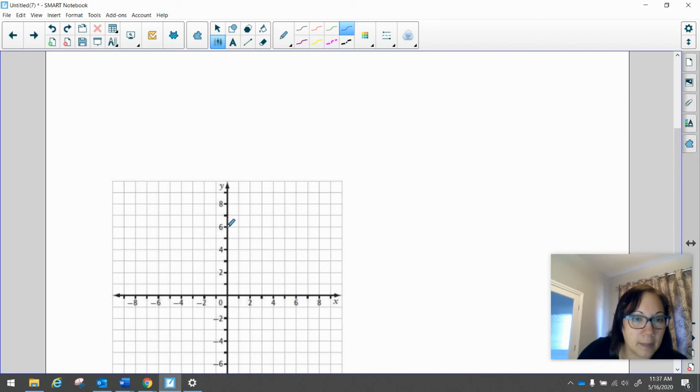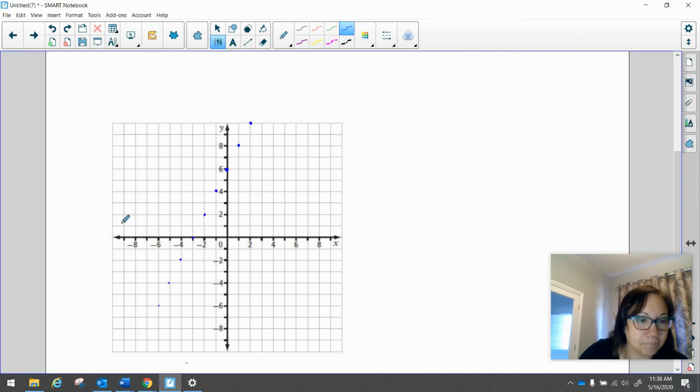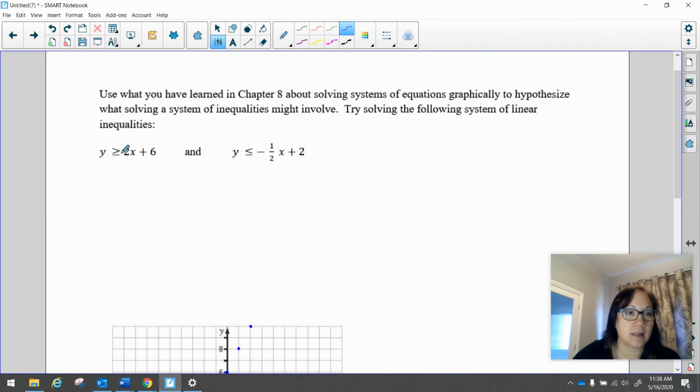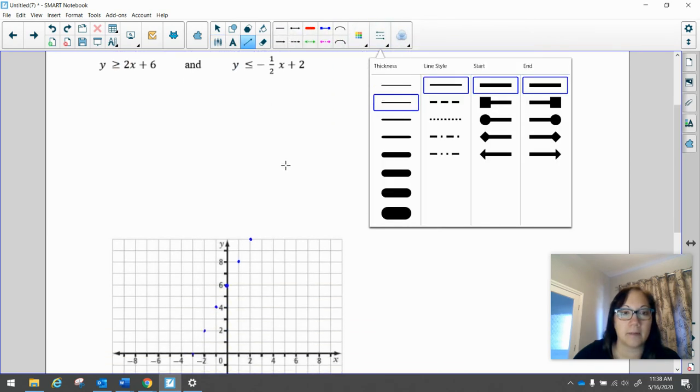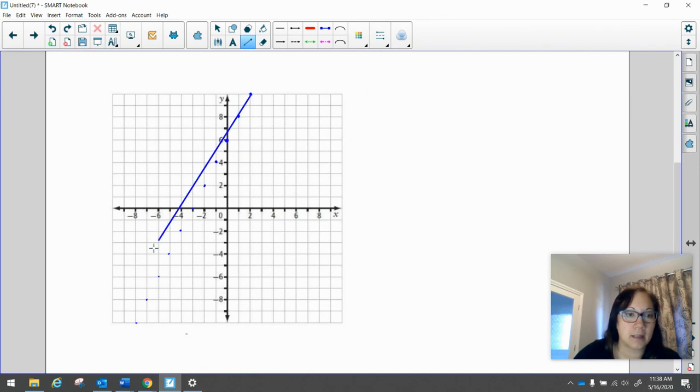So here's my plus 6 part. The 2x means I'm going up 2 and over 1 to get to my next point, and so on and so forth. I'm going to go backward as well, just to pattern this as far back as I can to get an accurate picture of this line. So I've got quite a few points. It's going to be a solid line because it's got that bar on it. In fact, they're both going to be solid, just making a note of that now. And here is my first line.